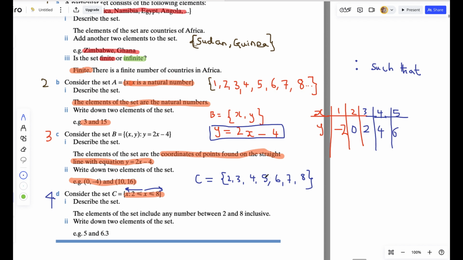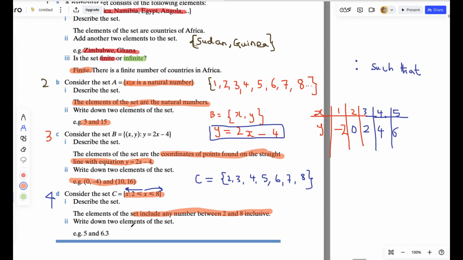So these are the numbers. If you describe the set, describe the set. The set C are elements of natural counting numbers between 2 and 8, and 2 and 8 are inclusive in this consideration. Okay, so you are numbers between 2 and 8 and which are inclusive in this consideration.